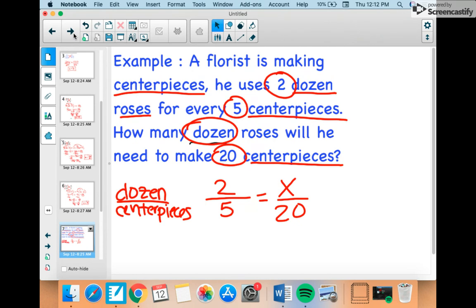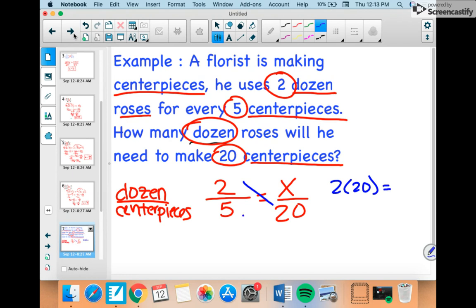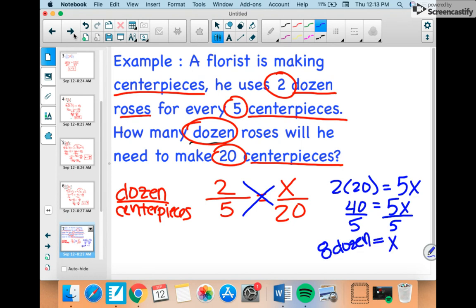Now we're going to solve again by cross multiplying. So 2 times 20 is going to equal 5 times x, so 5x. 2 times 20 is 40, equals 5x. Then we divide by 5, so we get x equals 8. So 8 dozen roses per 20 centerpieces.